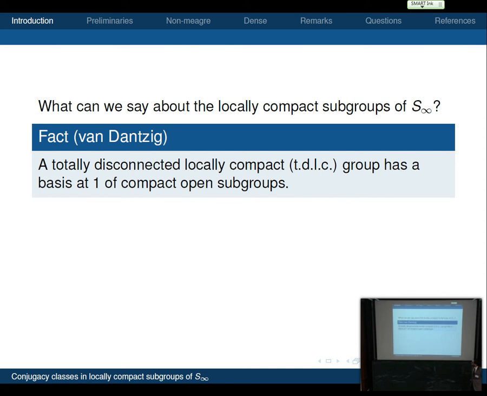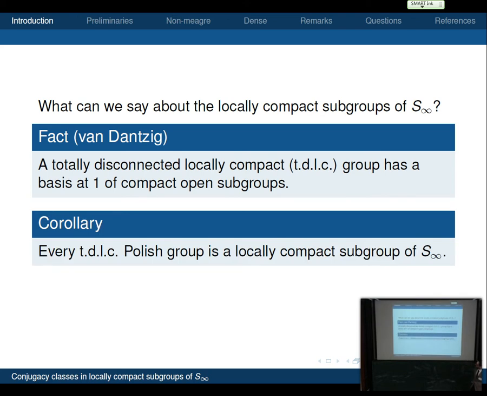There's an old fact that any totally disconnected locally compact Polish group has a basis at the identity of compact open subgroups. Having this basis tells us that every T.d.l.c., that's how I'll abbreviate this, Polish group is indeed a locally compact subgroup of S infinity. So S infinity in fact encompasses every T.d.l.c. Polish group. And the converse certainly holds as well. If you're a locally compact subgroup of S infinity, then you're a T.d.l.c. Polish group.